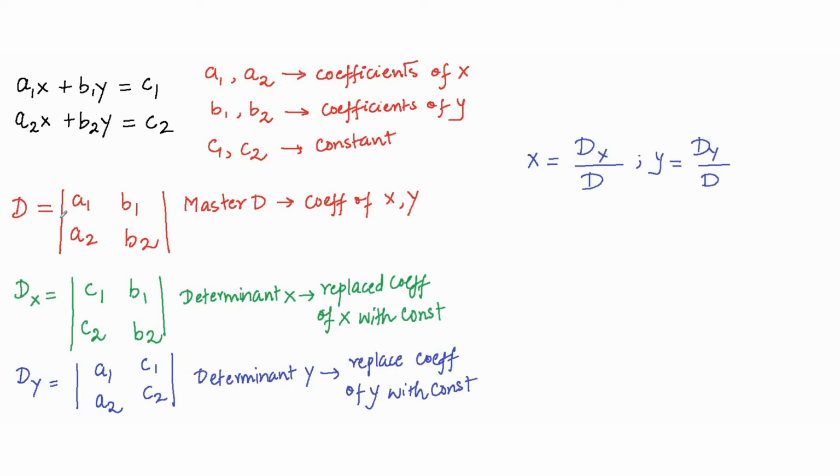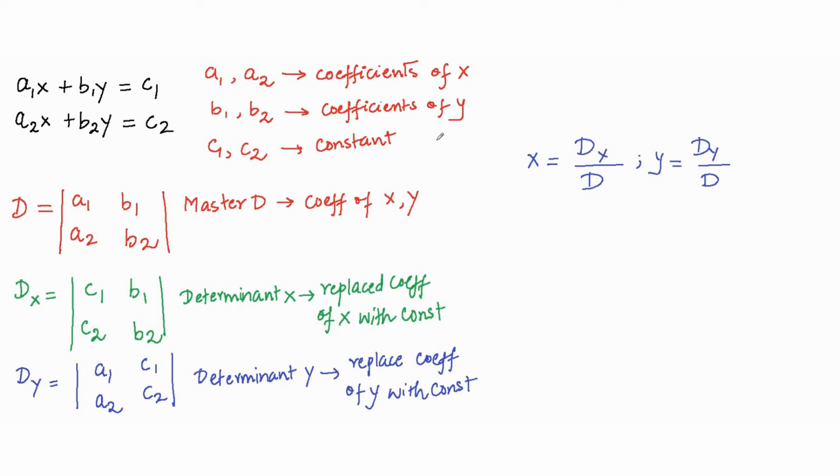So we first calculate the master determinant using the coefficients. Then we calculate the determinant for x, which is you replace the coefficients of x in the master determinant with the constants. And determinant for y is you replace the coefficients of y with the constants. You calculate all the three determinants and then you calculate the values of x and y.